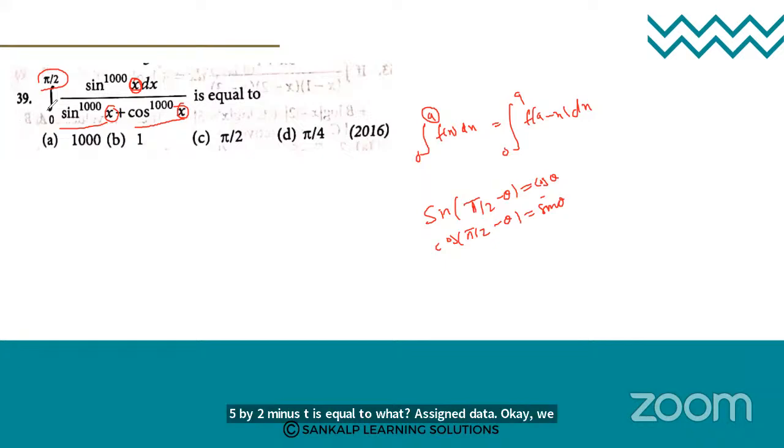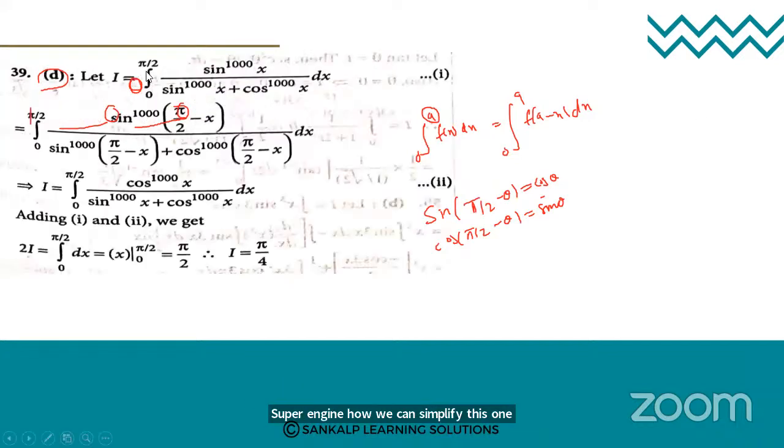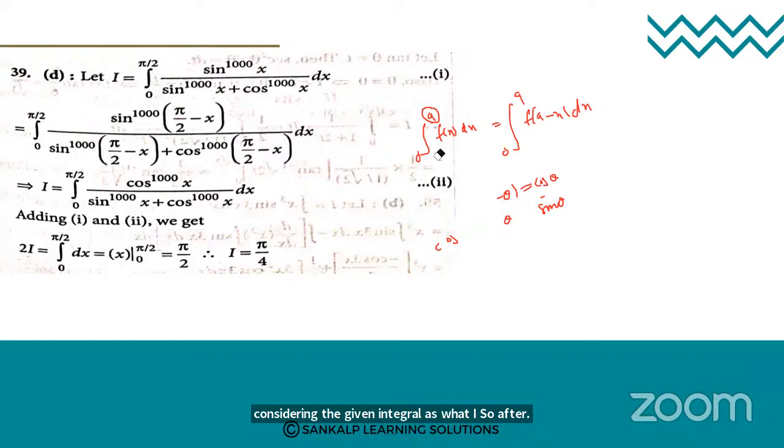First we consider the given integral as I, and then again make use of the second property. Pay attention to how we can simplify this. The integral from 0 to a of f of x dx is equal to the integral from 0 to a of f of a minus x. When we use this property, the limits 0 to pi by 2 will remain as they are, and in place of x we replace pi by 2 minus x.